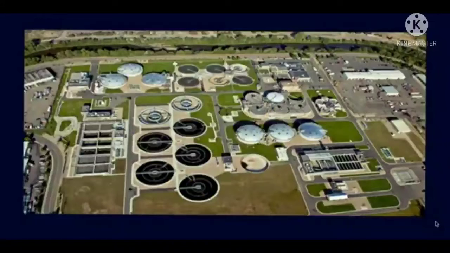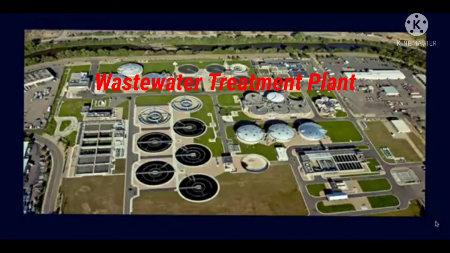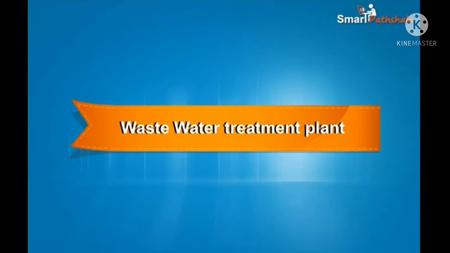Treatment of wastewater involves physical, chemical and biological methods which remove physical, chemical and biological matter that contaminate the wastewater. Children, have you seen any wastewater treatment plant? In this picture, we can see a wastewater treatment plant. Let us learn the steps involved in a wastewater treatment plant.